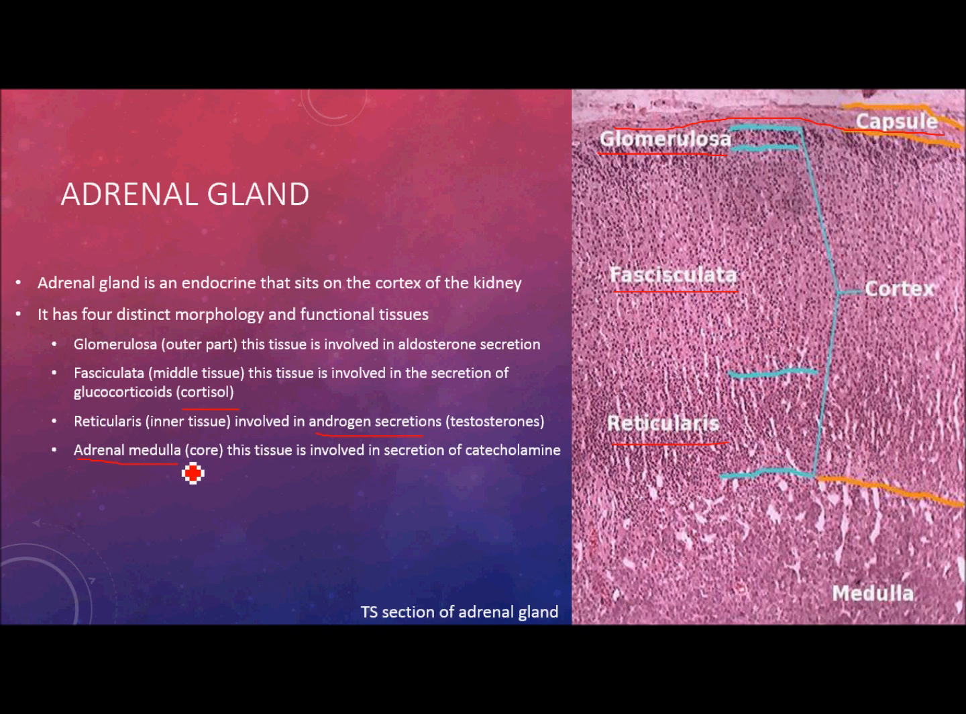The adrenal medulla, which is the core of the tissue, is involved in the secretion of catecholamine, a type of hormone, which is for the vitamin D.